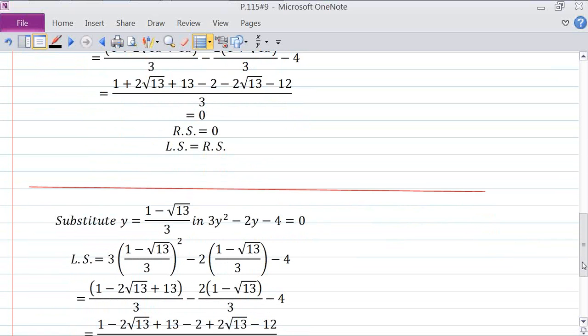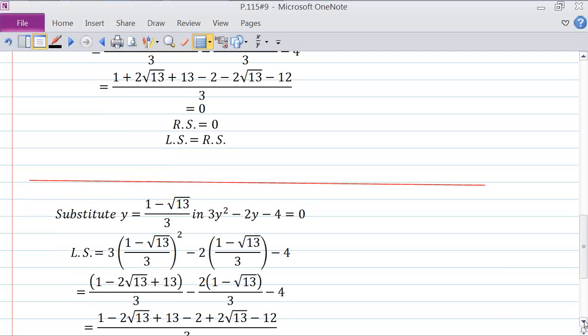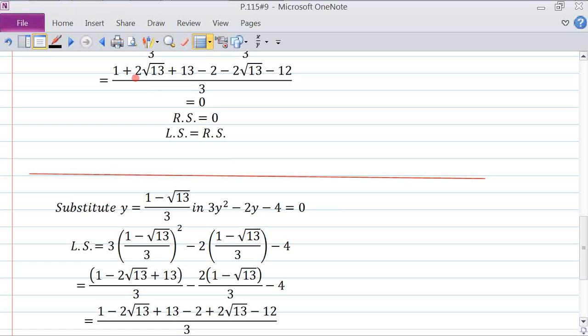Now, this part, when we use 1 minus root 13 over here, the only thing that changes is this plus here becomes a minus right here. I'll move this down a little bit. This plus becomes a minus, and this minus becomes a plus. Everything else stays the same.